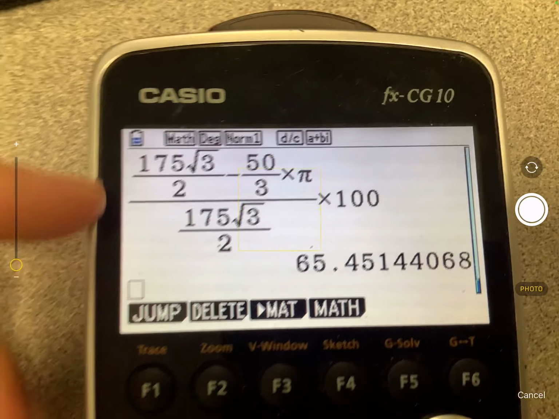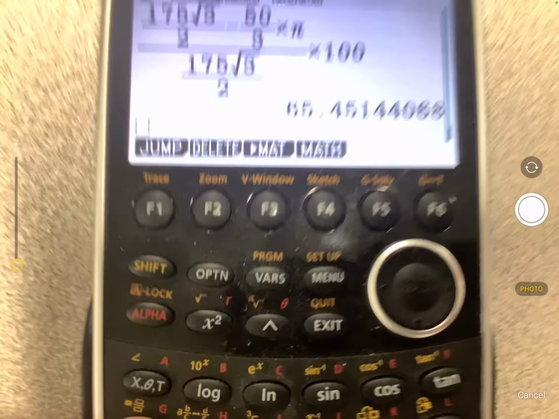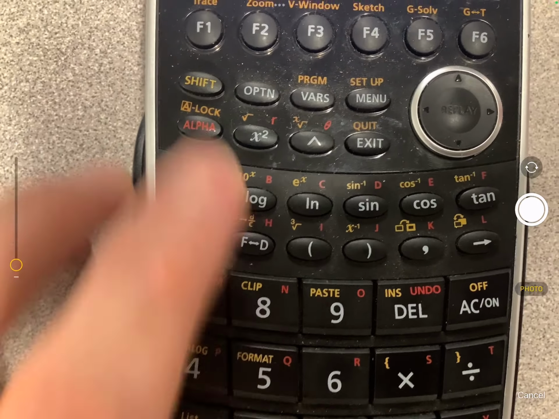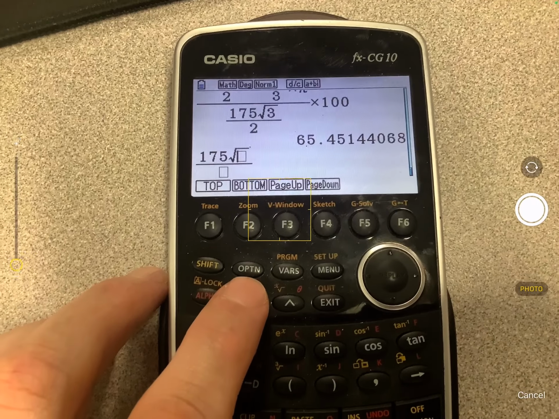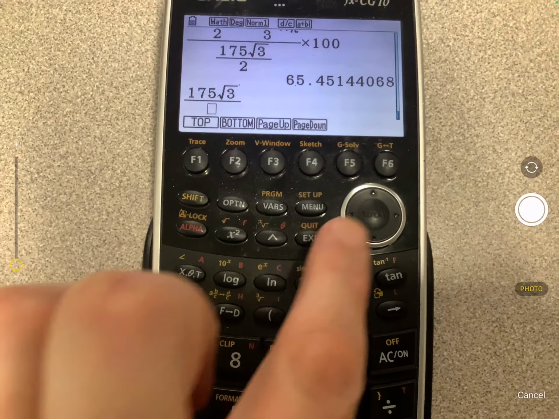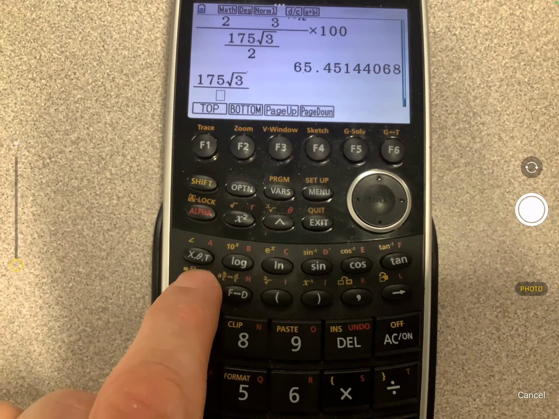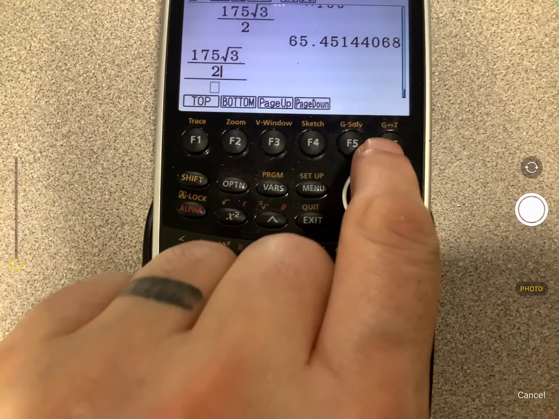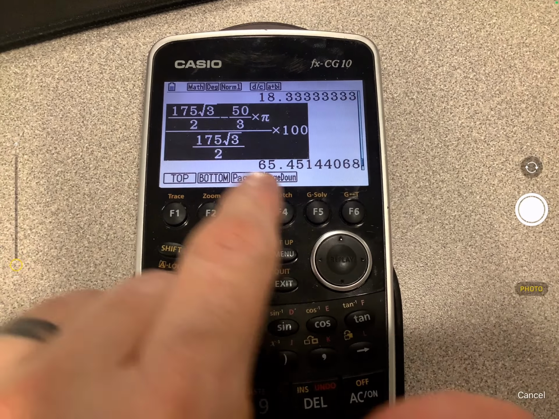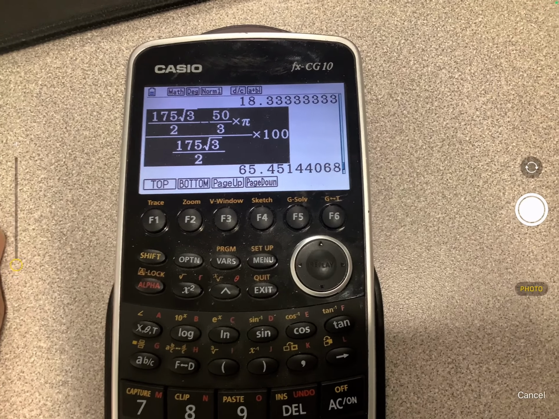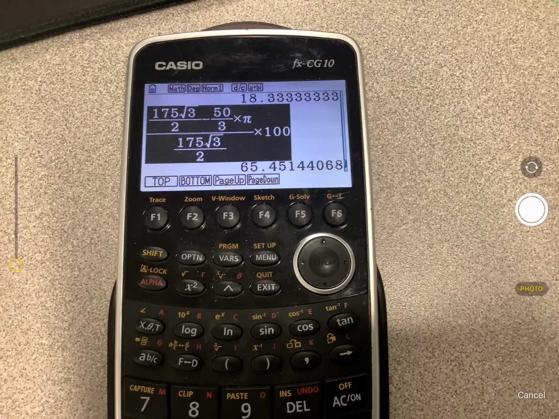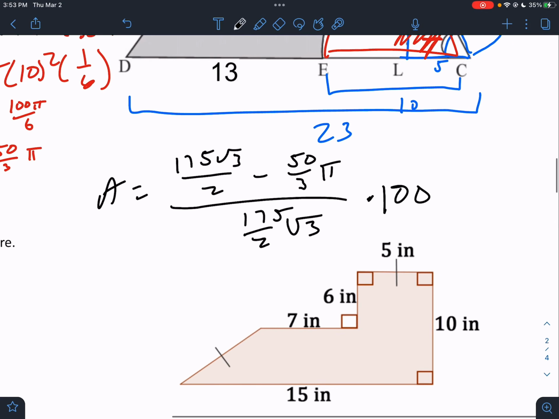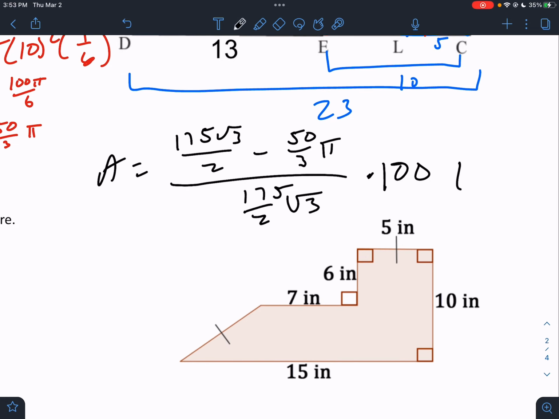Notice when I did this, I actually started with a fraction. I hit that first. Then I typed in the 175 root 3, and then I arrowed out of it, and then I made the fraction again over 2. That's where I got that. So if I scroll up, you can kind of see what I did. I'm not going to do the whole thing again, but you got to know how to type these in. It's not super easy. All right. And the answer was 65.451.